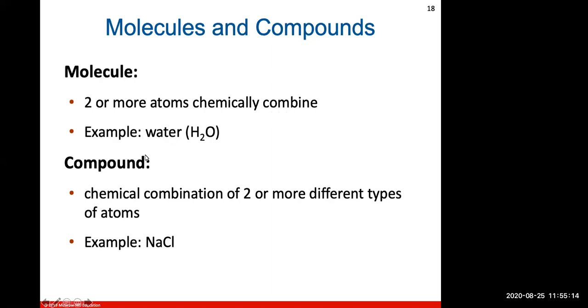A compound is a chemical combination of 2 or more different types of atoms. So sodium chloride is what we would call a compound, when we're combining 2 or more different types of atoms.